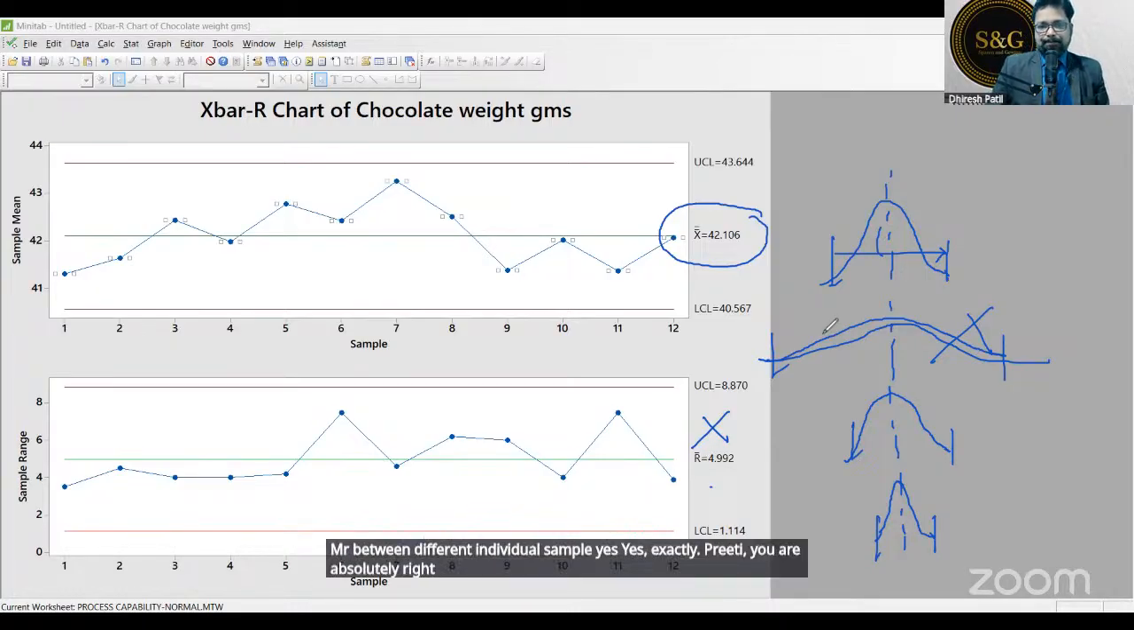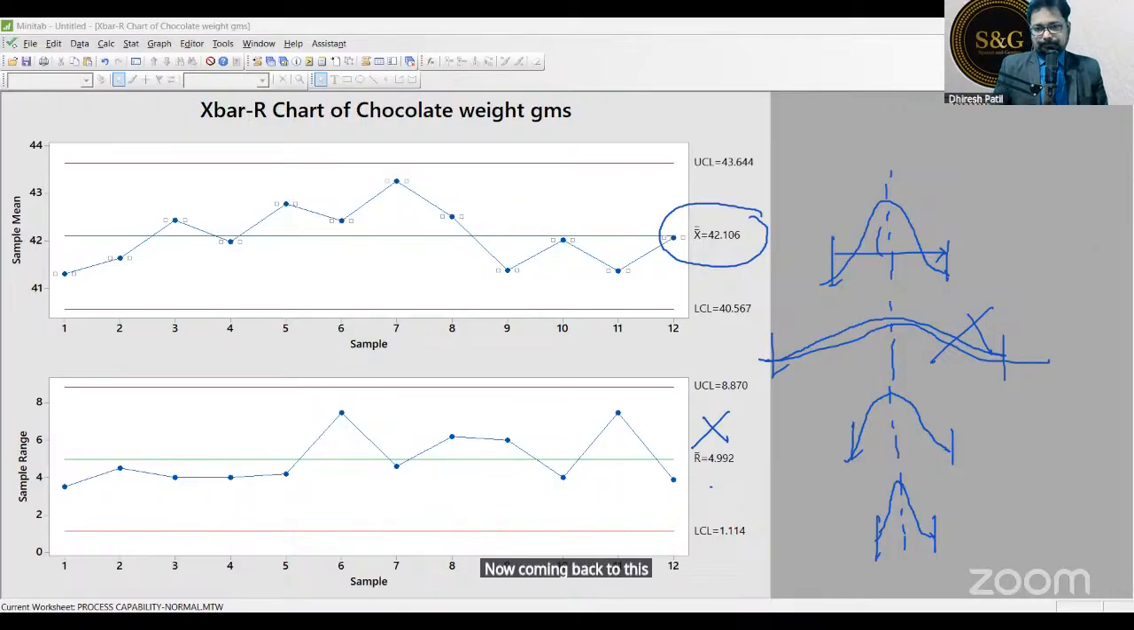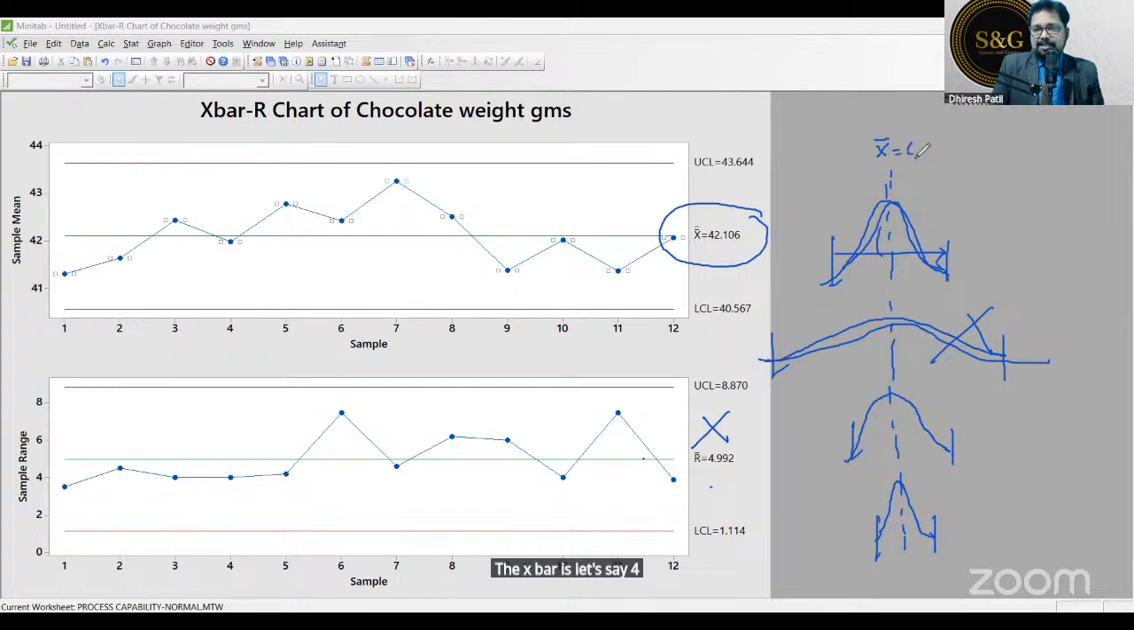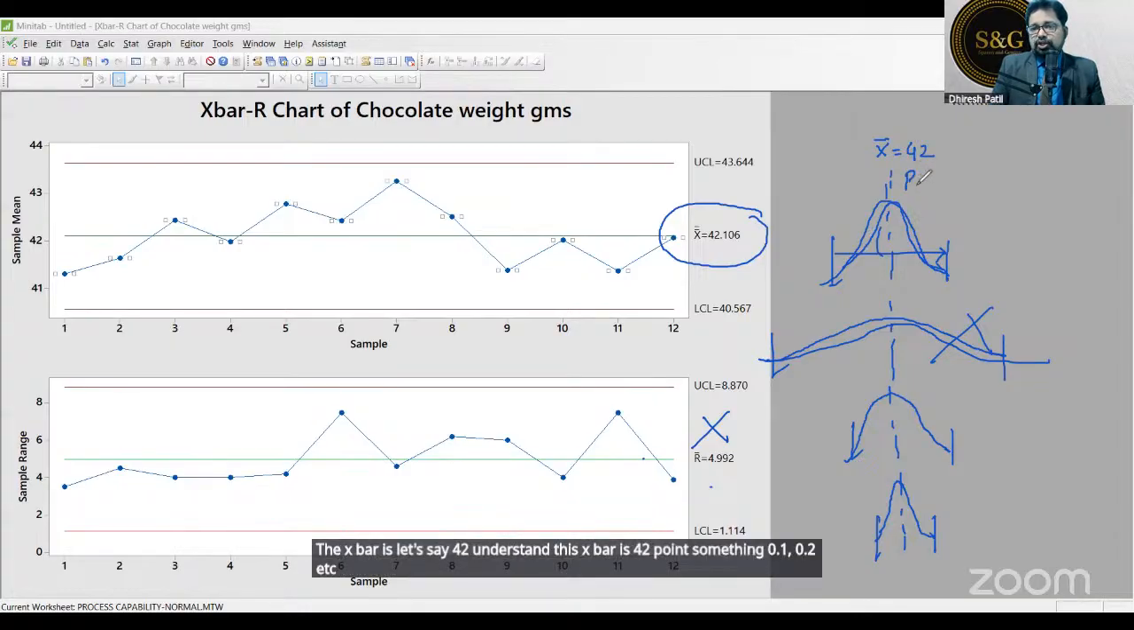Nailed down. Okay. Now coming back to this explanation which I just gave. Now understand this. The process is very simple. Just try to understand the fundamentals. This is the first process. The X bar is, let's say, 42. Understand this. X bar is 42 point something, 0.1, 0.2, etc. And range is, let's say, 5.